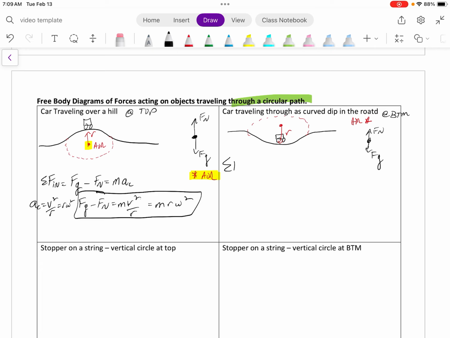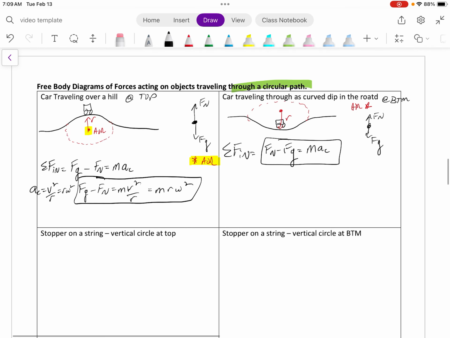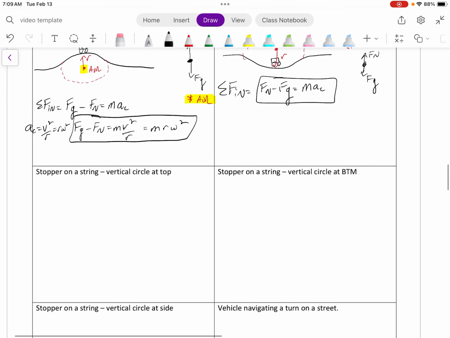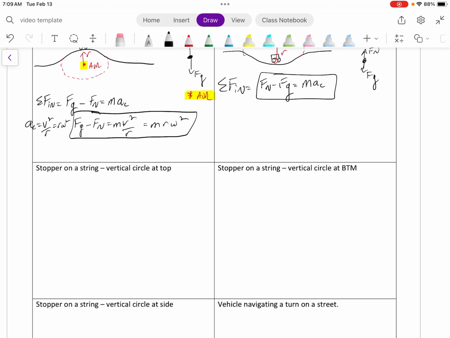So I have the sum of the forces, not in the y, in the inward direction. This time force normal points towards the center, so it's positive. Force of gravity points out of the circle, and so it's negative. It equals the mass times centripetal acceleration. And I can then, of course, plug in v squared over r or omega squared times r, depending on what the information in the problem is. Again, v is the linear tangential velocity of the car. Omega is the angular speed of the car.